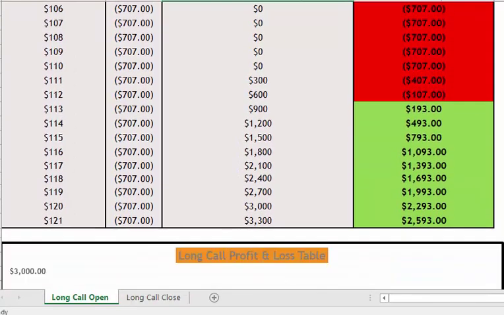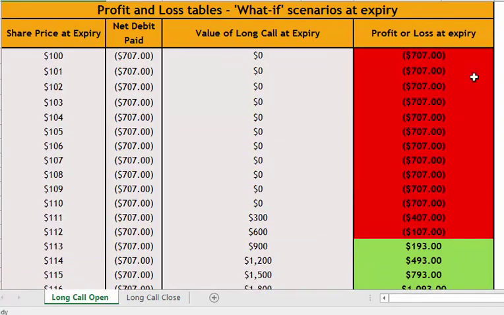And you can see there that the profits continue to rise as the share price continues to rise. So you can see we're going from a 193 profit if the share price is at 113, right up to a 2,593 profit if the share price gets to 121. But you can also see here that our downside risk is capped. We can't lose any more than $707.